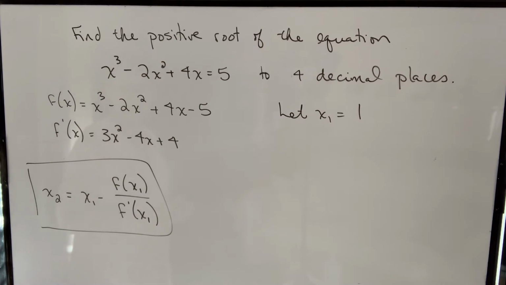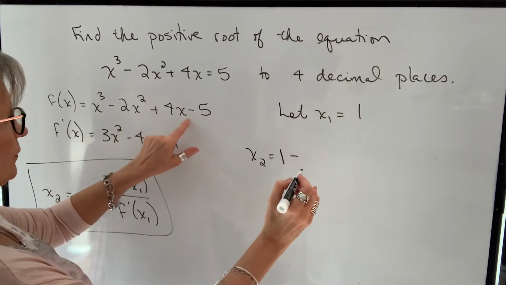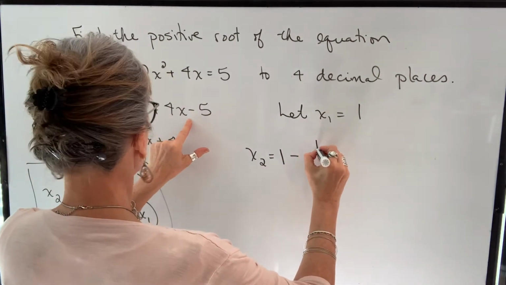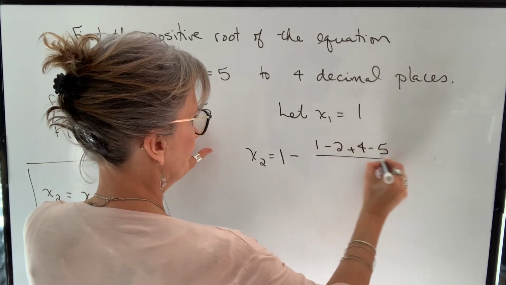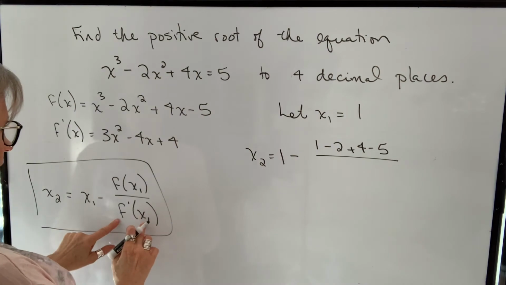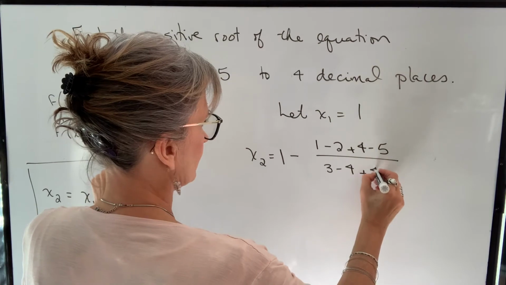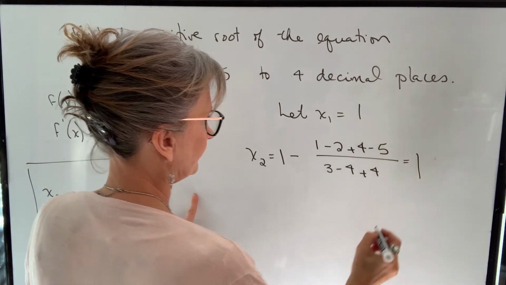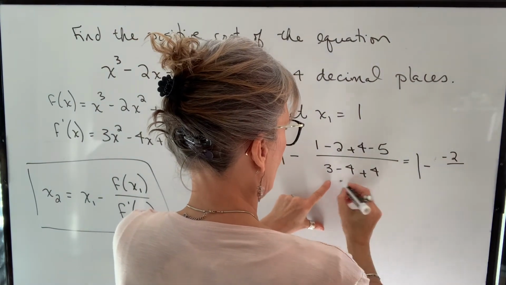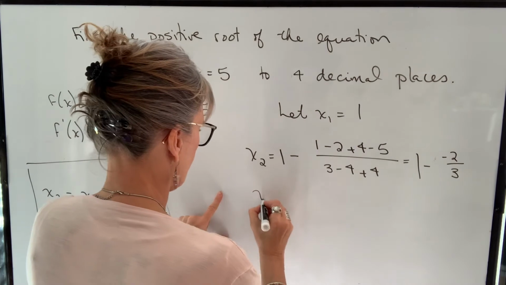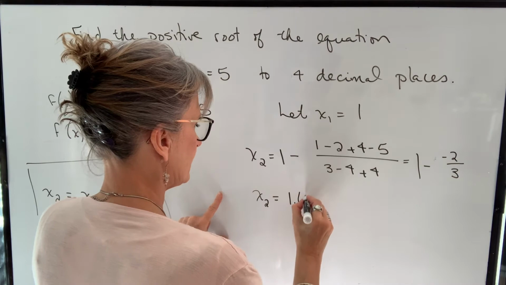Now I can find x2. So x2 will equal 1 minus the value of the function when x is equal to 1. So that would be 1 cubed minus 2 plus 4 minus 5, divided by the value of the derivative when x is 1. So that would be 3 minus 4 plus 4. So that's going to be 1 minus a negative 2 over 3. So x2 will equal 1 plus 2/3, which is 1.666 repeating.